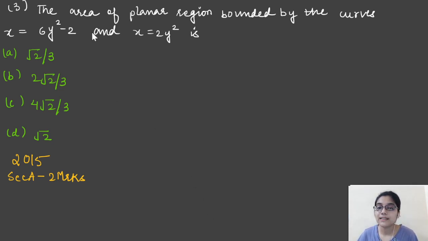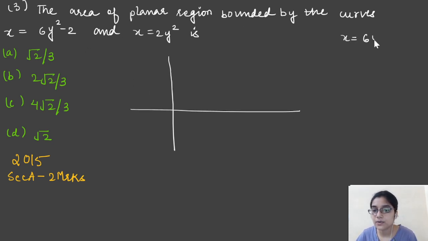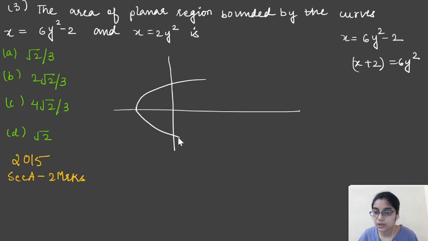Fine. So they said the area of the planar region bounded by the curves this and this. Okay, what we will do, we will just draw the region of integration or the area bounded by the curves, and then we will see. So the first curve that is being given to you is x is equal to 6y square minus 2. That means x plus 2 is equal to 6y square. Fine. So this is going to be what? This is going to be a parabola, but whose vertex is what? Minus 2 comma 0. So this parabola is going to be like this.